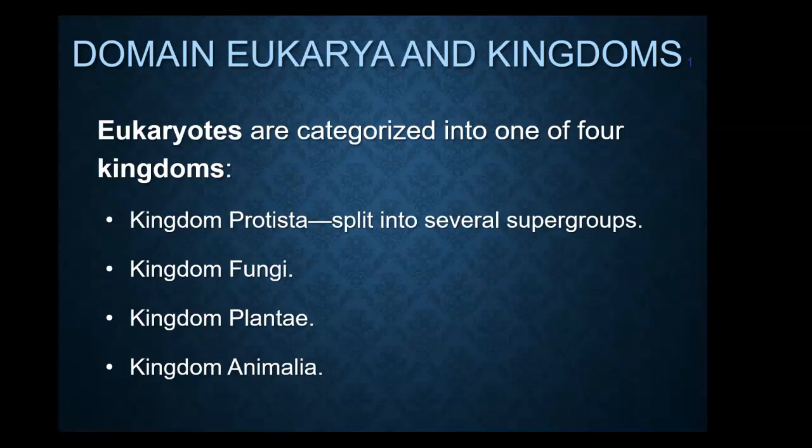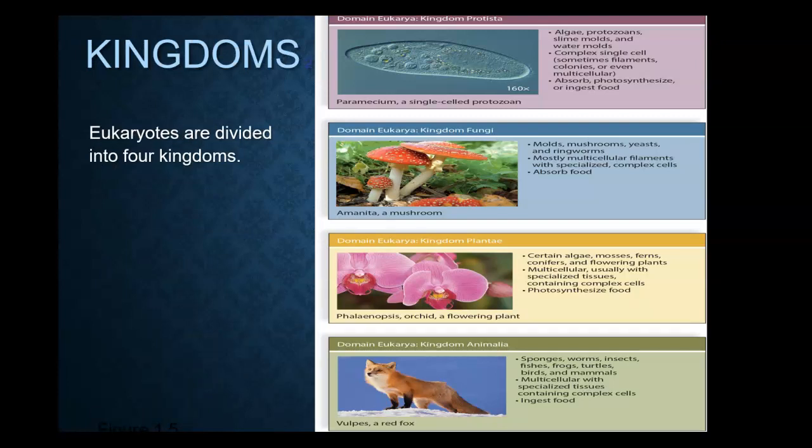This is the one that we'll find out is split now into several supergroups. We have kingdom fungi, kingdom plantae, and kingdom animalia. Okay, so protista being the smallest of these guys, and animalia being the largest of these guys. All right, so if we looked at the kingdoms, the first one, protista.